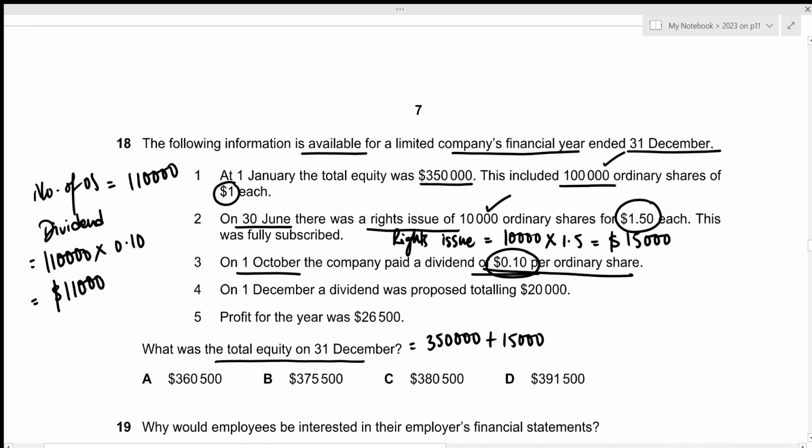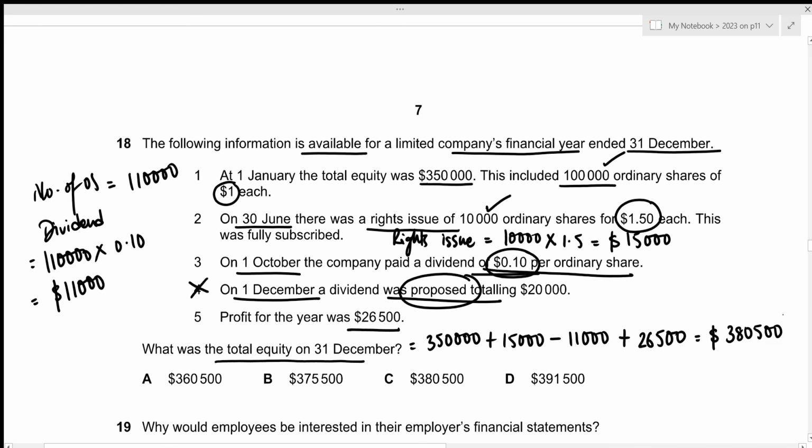And dividend will be subtracted from our retained earnings, which means that it will also be subtracted from our total equity. Then on 1st December, a dividend was proposed totaling 20,000. Proposed dividend will have no impact within our equity, so we can just completely ignore this. Then the profit for the year was 26,500. And profit for the year will always be added to our retained earnings, which is a part of the equity, which means that this should be added here as well. Now this gives a total equity on 31st December of 380,500. This is the correct answer we're looking for, which is given in option C.